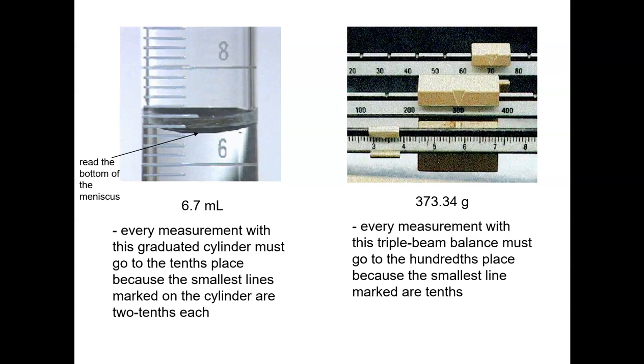And that means that since this balance has tenths of a gram marked on it, you must go to the hundredths place every time. If the item had been put on this scale and you had moved this and it balanced out, let's say, right at the 3 mark, that means you would have to write down 373.00. So you have to go to the hundredths place every time on that device. Okay? So when we do measurements, we know how far we have to measure. That's the significant figures of measuring.